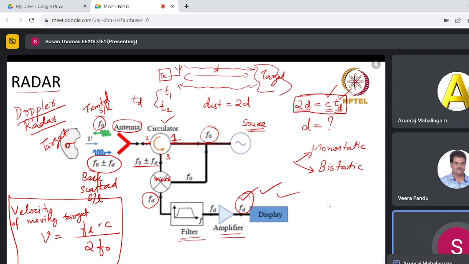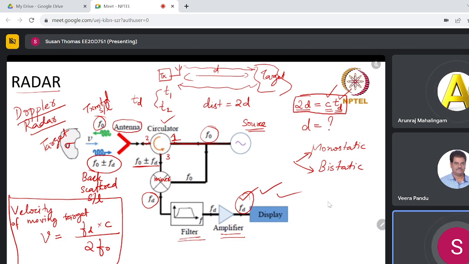Okay. If there are no doubts, I have a question to ask. Please answer that. You have seen a circulator over here. Is the circulator helping to use one single antenna for transmission and reception? No, madam. Why? Because a circulator is only one direction, no? 1 to 2, 2 to 3. Yes, but only one direction.